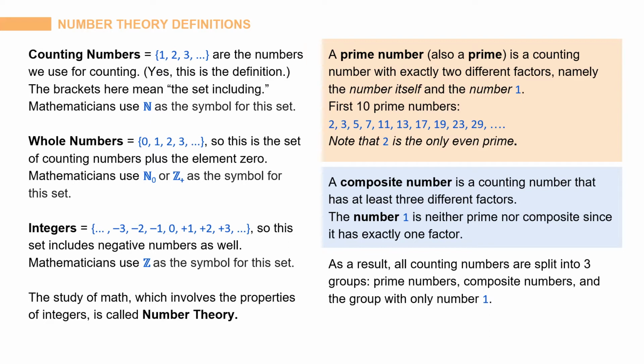Counting numbers are the set {1, 2, 3, etc.}. They're the numbers we use for counting. So the definition makes sense, the brackets being the set including. This fancy N is the symbol often used for the set of counting numbers. Whole numbers, you see, are the counting numbers plus the element 0. Mathematicians use N sub 0 or Z plus as the symbol for this set.